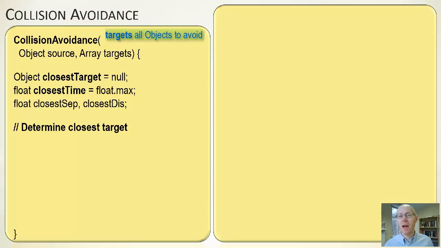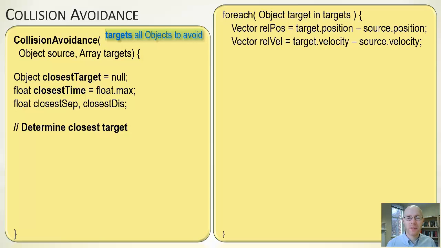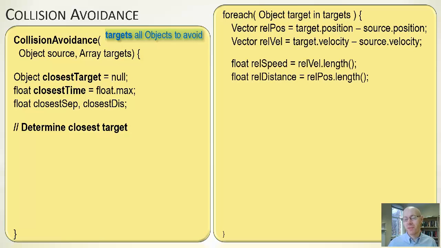For determining the closest target, how do we do this? This is effectively where we're using the algorithm, or the equation, that was set out on the last page. For each object in our targets, we work out its relative position, taking away the target position, source position, and the relative velocity, target velocity minus source velocity. We then work out the relative speed, which is the length of the relative velocity, and the relative distance, which is the length of the vector representing the relative position one to another. That gives us the speed, that gives us the distance, and we'll use those.